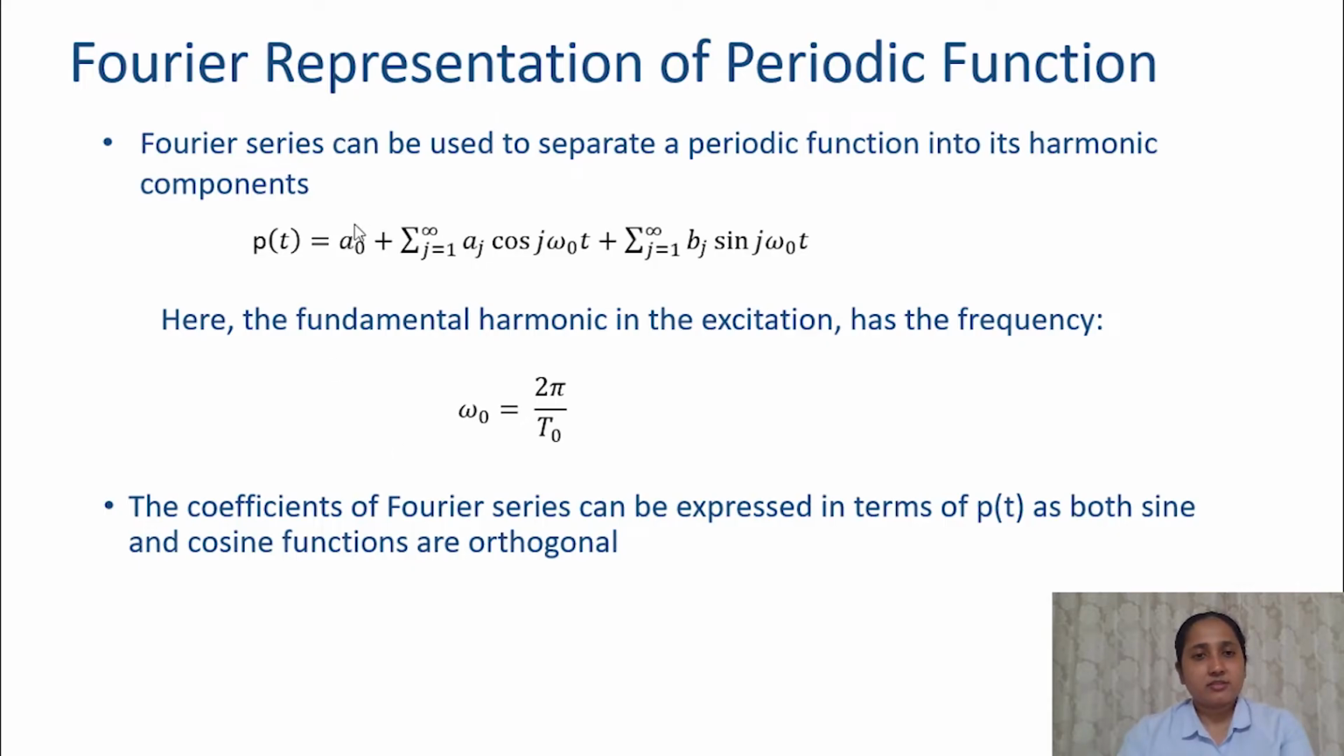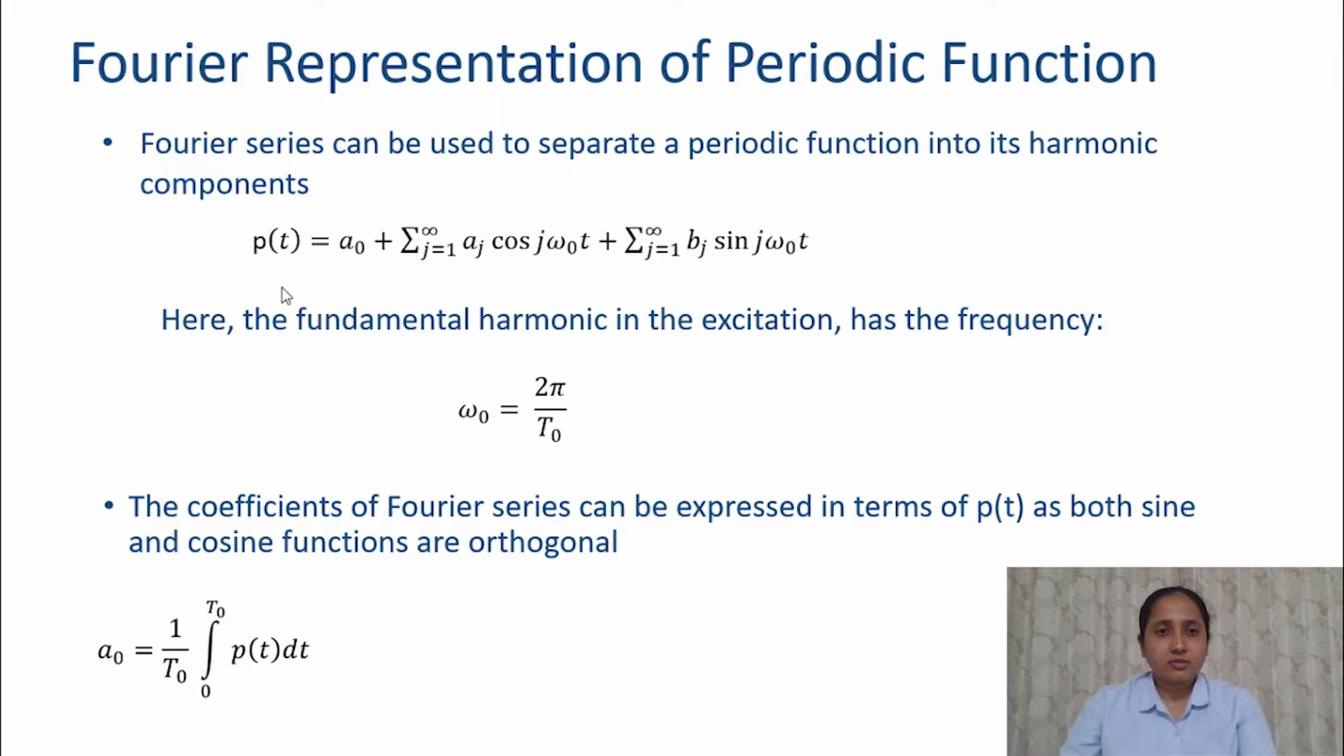And the coefficients of this Fourier series, that is a0, aj and bj, can be expressed in terms of the periodic function itself, that is p(t). a0, the first coefficient, is expressed as this. It is 1 by t0 integral 0 to t0 p(t) dt. So that means this is the average value of the periodic function. So if you do this, we'll get the average value of this function p(t). So that is equivalent to the first coefficient.